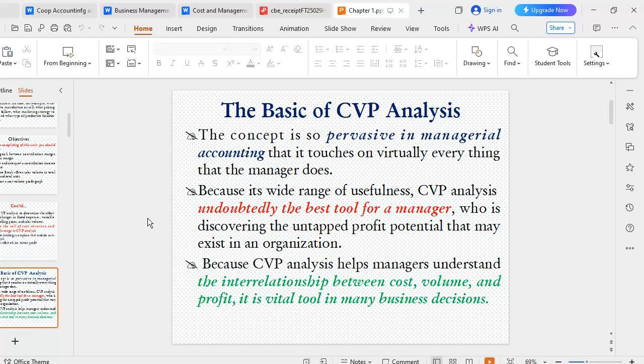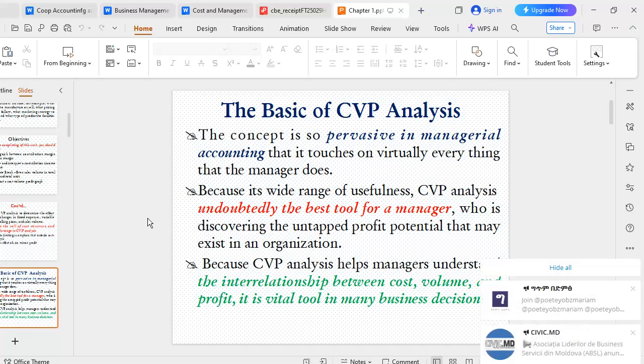At the start, we saw that CVP means the interrelationship between cost, volume, and the profits, by focusing on those 5 elements that we have seen before. Generally, the concept is so pervasive in managerial accounting that it touches on virtually everything that managers do because of this wide range of usefulness. CVP analysis is undoubtedly the best tool for a manager. The importance of CVP analysis is unquestionable.